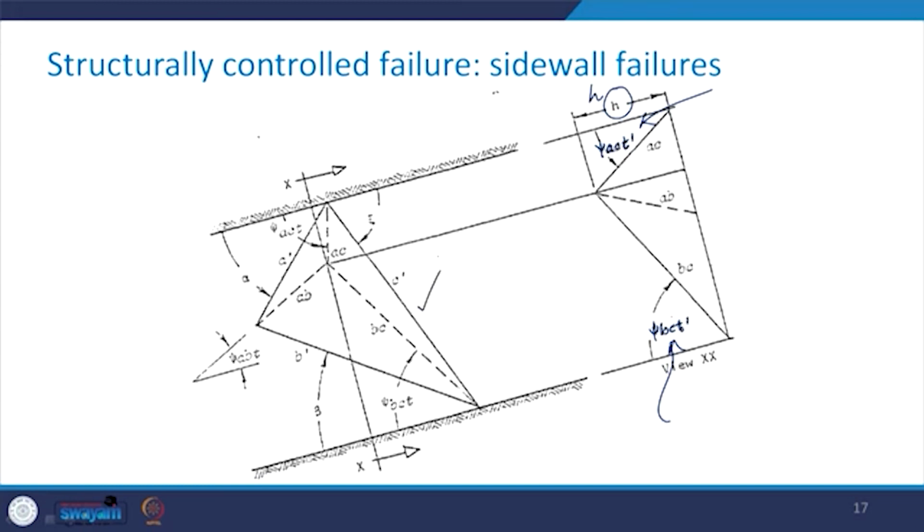Take a look at this part of the figure, which can be constructed now because we know these three angles, psi ACT, psi BCT, psi ABT, and we know the traces A prime, B prime and C prime. From the stereographic projection, just draw the parallel lines as I already explained to you in the case of the roof failure. Follow the same principle and you can construct this.